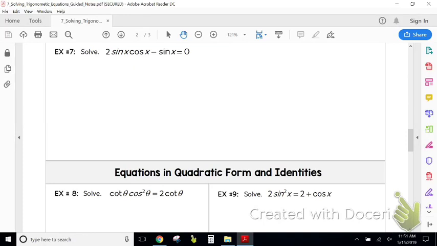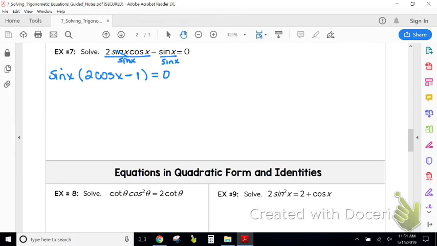So we can take a sine out of both of them. Remember, when you take a sine out, you write it on the outside, and then you actually divide it out. So when you divide this side by sine, your sines will cancel, so you're left with 2 cosine of x minus, when you divide this one by sine, what's sine divided by sine? 1. 1 equals 0.